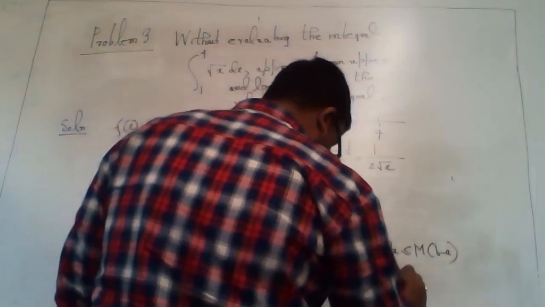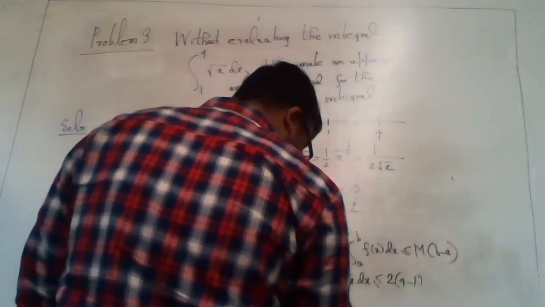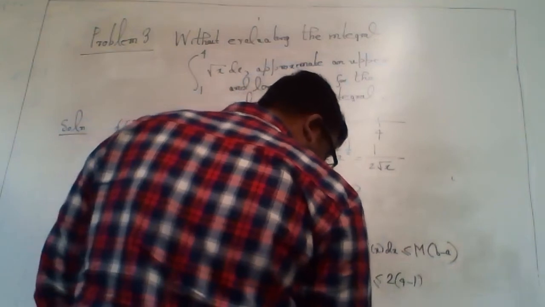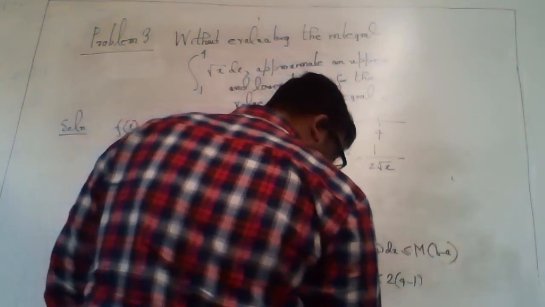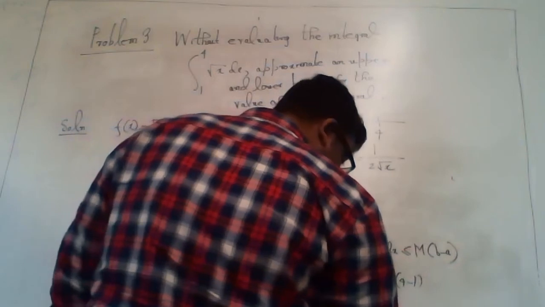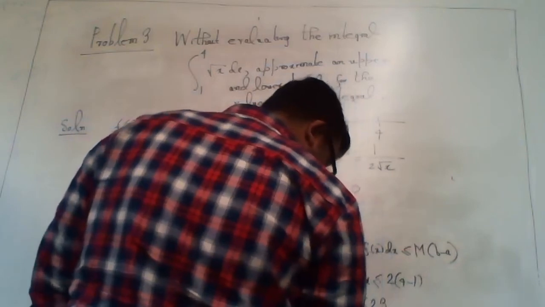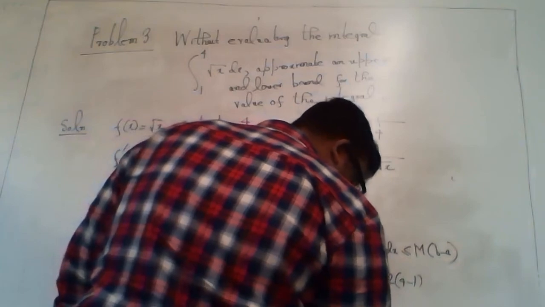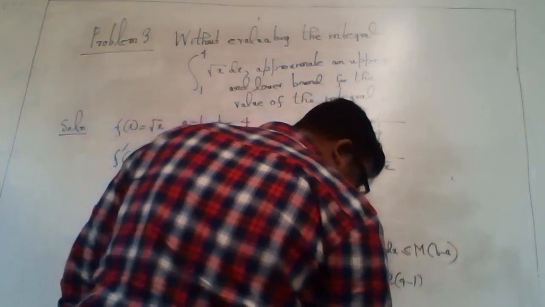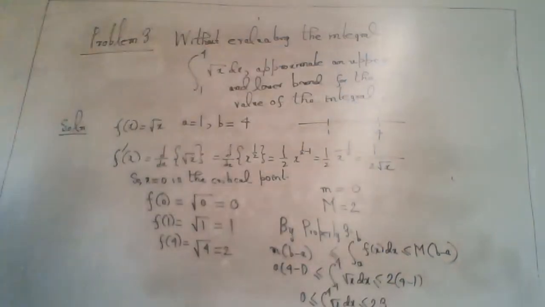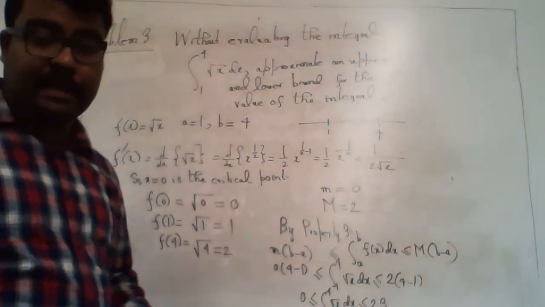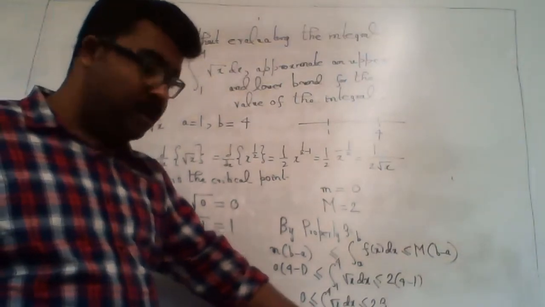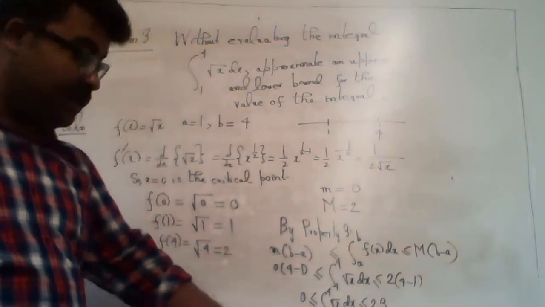times (4 minus 1). So I get 0 is less than the integral from 1 to 4 of square root of x dx, which is less than 2 times 3, which is 6. So the value of this integral lies between 0 and 6.